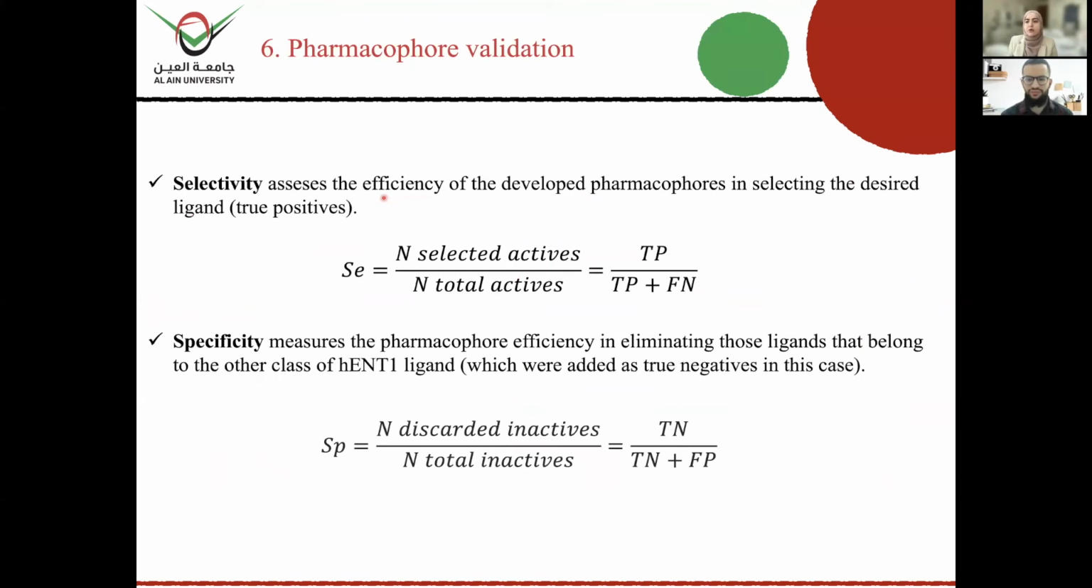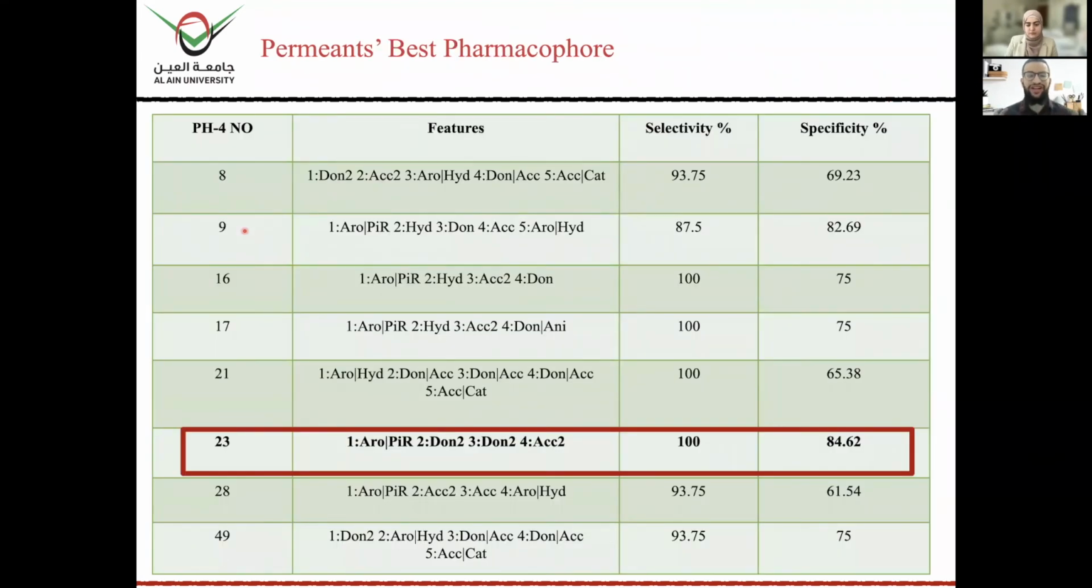According to our count of true positives and true negatives, we could calculate the selectivity and the specificity using the shown equations. Basically, selectivity assesses the efficiency of the developed pharmacophores in selecting the desired ligands, which are indicated as true positives, while specificity measures the pharmacophore efficiency in eliminating those ligands that belong to the other class of hENT1 ligand, which were added as true negatives in this case. Our results were clearly significant.